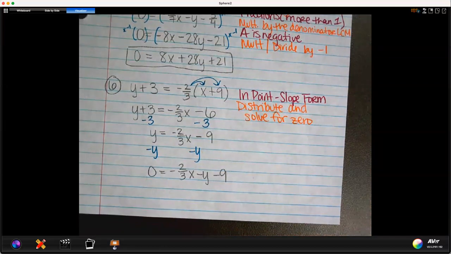Because solve for 0 could mean different things for different problems. You could have added something, subtracted something, whatever. But the ultimate goal would be to then solve for 0. We haven't finished yet. I was just saying, if you have something in point slope form, it's a 2-step process. You need to distribute and solve for 0. Okay, there are still issues. Go ahead and fix it to finalize it.